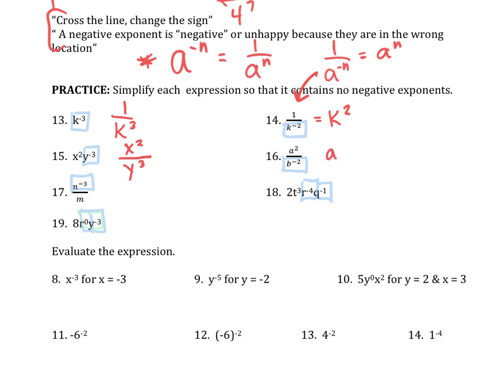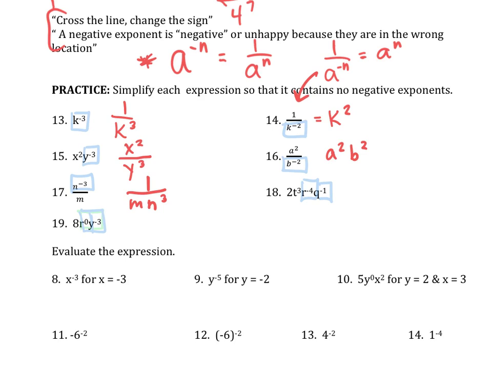Number 16, I can leave a squared alone, but I have to bring b to the negative 2 up, and then it will become a positive exponent. On number 17, m is going to stay in the denominator, n will move down, and I can make it a positive exponent. But since there's nothing left in the numerator, I have to have a placeholder of 1.